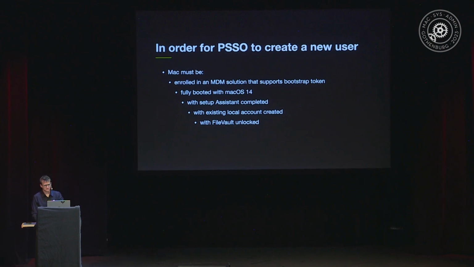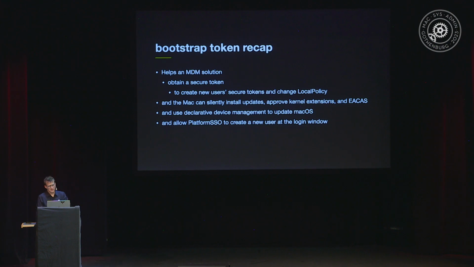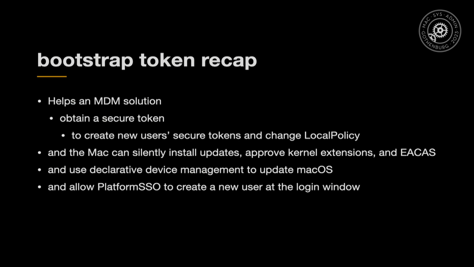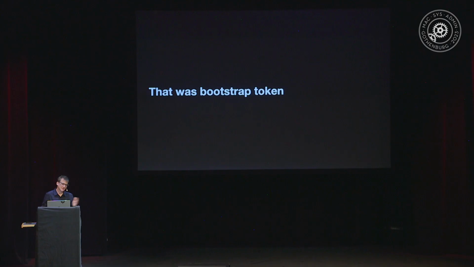So in recap, Bootstrap token helps an MDM solution obtain a secure token to create new users, secure tokens, and change local policy. And the Mac can silently install updates, approve kernel extensions, and erase all contents and settings. Use declarative device management to update macOS and allow platform SSO to create a new user at the login window. And that was Bootstrap token in 3 minutes because when I originally was thinking about it, we didn't have platform SSO. So I needed an extra minute for platform SSO.